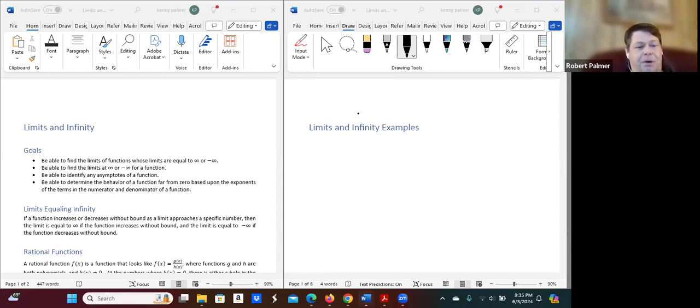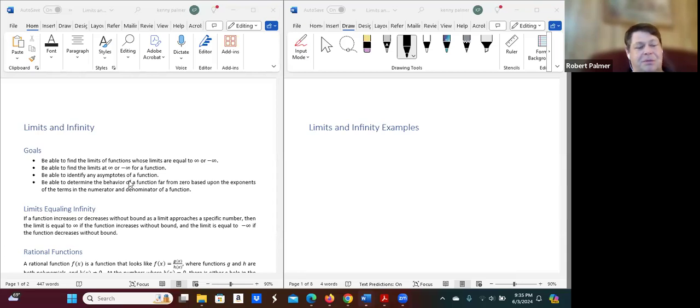For goals, as you can see over here on the left, we define limits of functions whose limits are equal to infinity or negative infinity. You see where that happens. We'll also define limits at infinity. When you go toward infinity or negative infinity for a function, you'll identify asymptotes of a function.